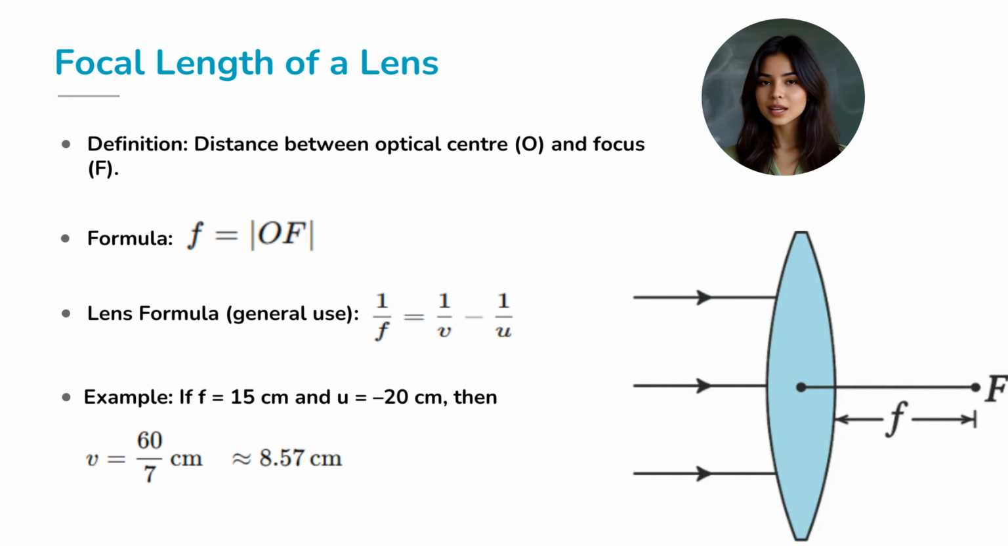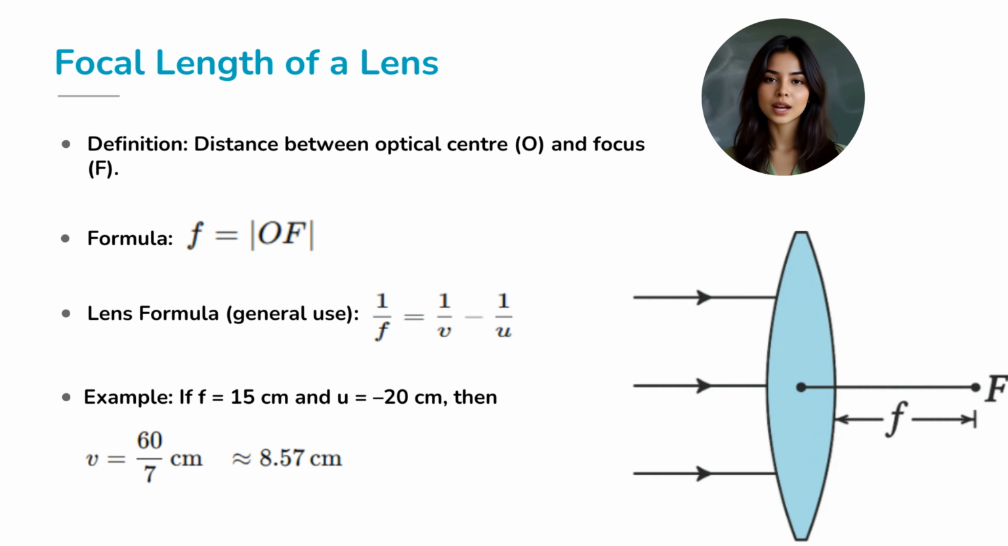Let's try an example here. Suppose f is 15 centimeters and u is minus 20 centimeters. Substituting into the lens formula, we find v equals 60 divided by 7, which is about 8.57 centimeters. That means the image forms at about 8.5 centimeters on the other side of the lens.